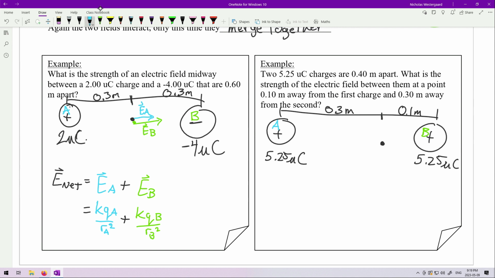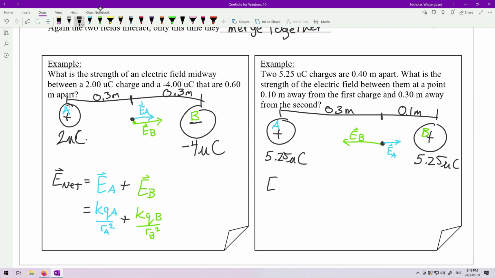A is positive, so it's going to be pointing out, electric field A. B is positive, so it points out from B, electric field B. And you might notice that I drew electric field B to be much larger than electric field A, because they're the same size charge, and it's so much closer to charge B. And we know that electric field is related to the distance. The smaller the distance, the greater the electric field. So that's why I made that one larger.